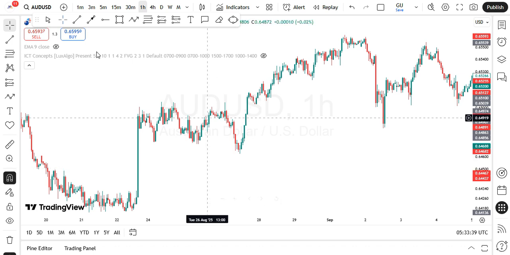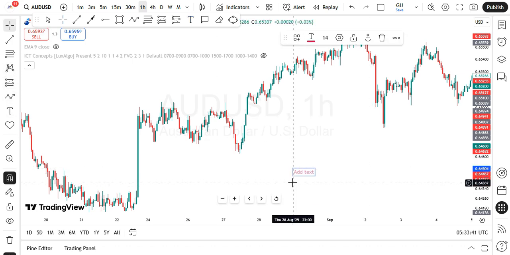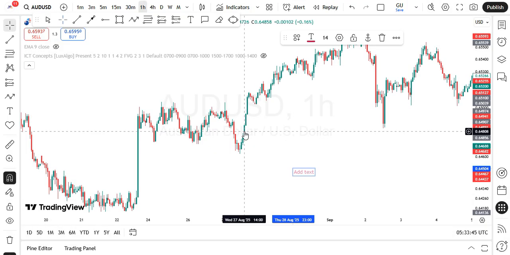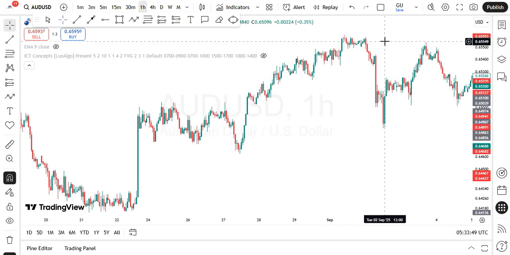I do not know why my text tool here is misbehaving, but I think we can still go on without that. So when we look at market structure, we look at terminologies like break of market structure. We look at terminologies like structural levels. These key things are very, very important, right? And why are they important?